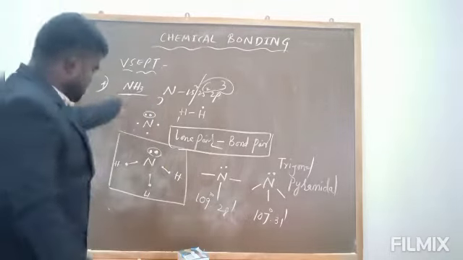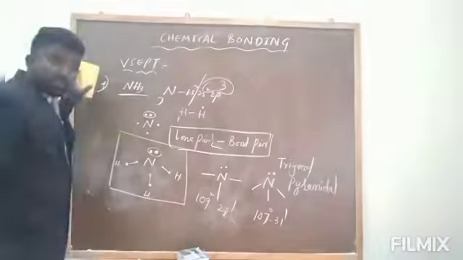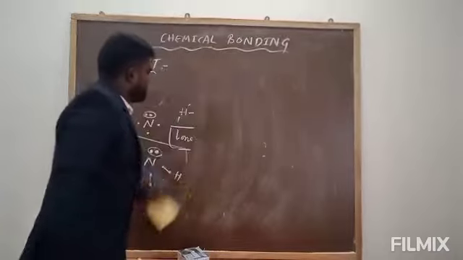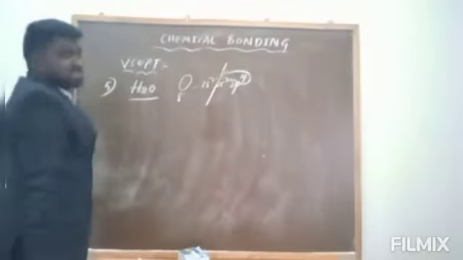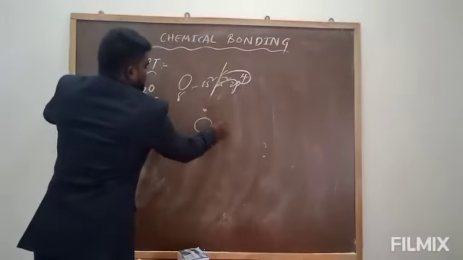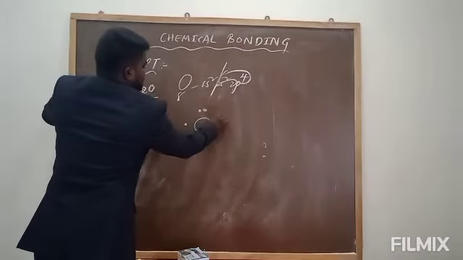So let me explain. The next molecule is the fifth molecule, the water molecule. Fifth example is water, H2O. What is the central atom here? Oxygen. The oxygen configuration is 1s2, 2s2, 2p4. How many valence electrons are there? 6 valence electrons. Now how many dots will we get around the oxygen? 6 dots: 1, 2, 3, 4, 5, 6.